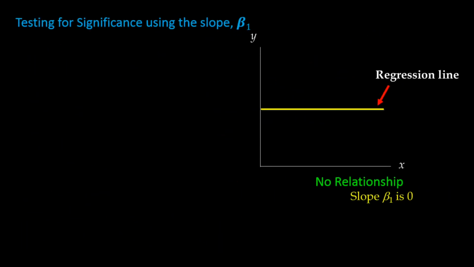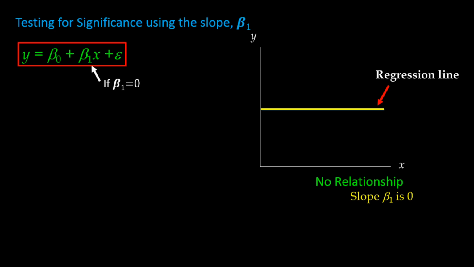Now we are ready to test the significance of this relationship in a different way by looking at the slope of the line. Remember when we talked about the slope earlier, we said a slope of 0 means there is no relationship between x and y. The equation for a simple linear regression line is y is equal to beta naught plus beta 1 times x plus epsilon. The epsilon term we're not going to deal with because that is the random error.